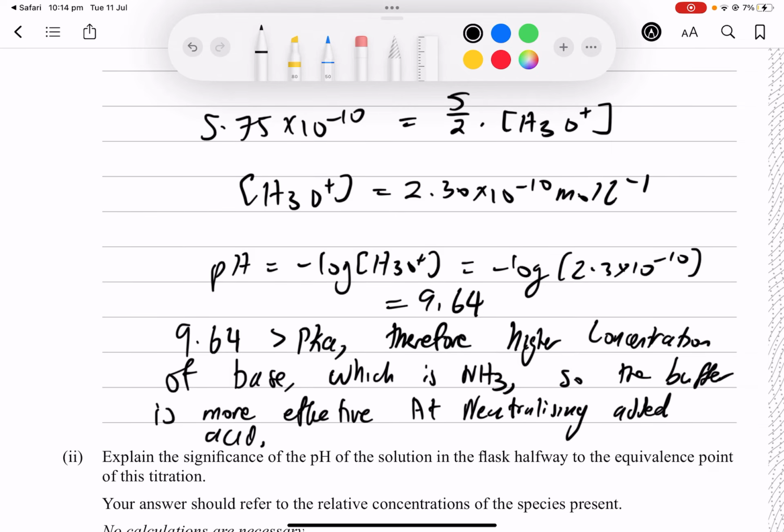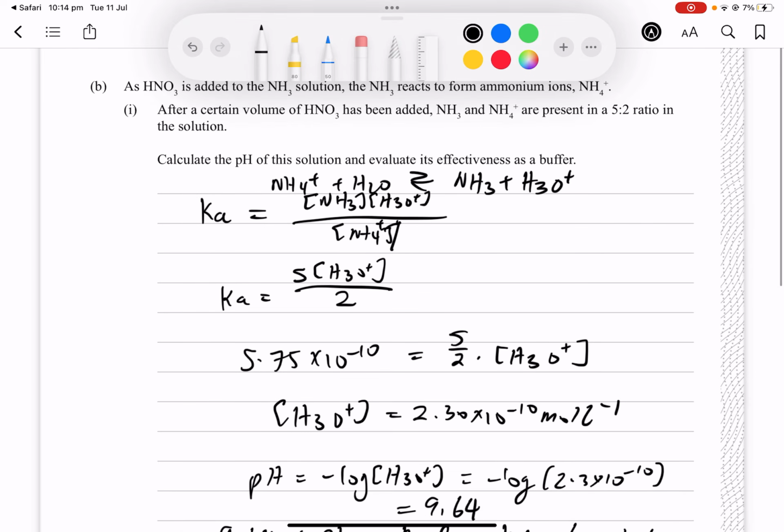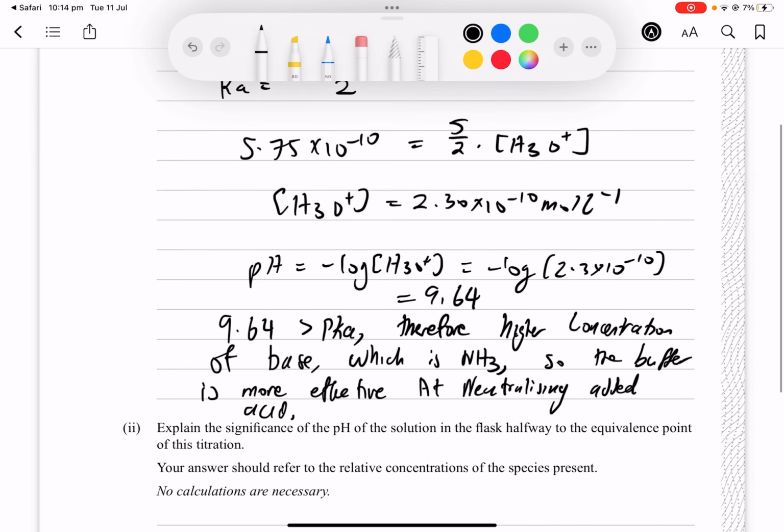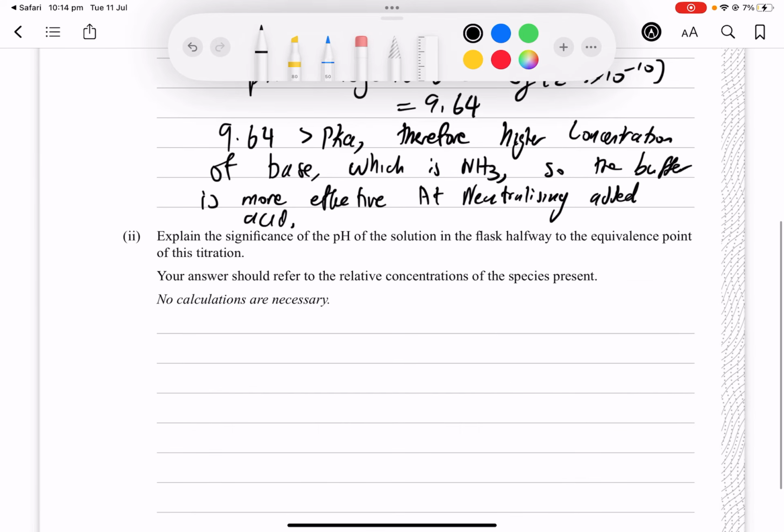And you can always do a sanity check because we know that the ratio of NH3 to NH4+ was 5:2. So 5:2 is NH3 to NH4+. So there's much more NH3 than NH4+. So there's more base than acid. So we arrive at the same conclusion as we did in our answer. Okay, perfect. Let's look at question II.